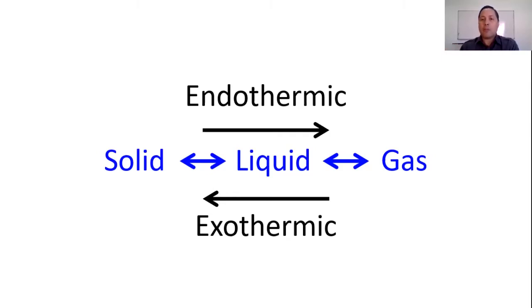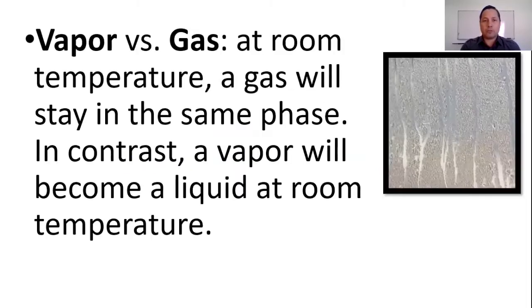All right, now the opposite is true. Going from right to left, from the gas turning to a liquid, turning to a solid, that will be an exothermic reaction. That means that the gas will have to release its energy so it can condense from a gas to a liquid, and the liquid has to release its energy so it can freeze and turn into a solid. So the arrows represent the directions for an endothermic reaction versus an exothermic reaction.